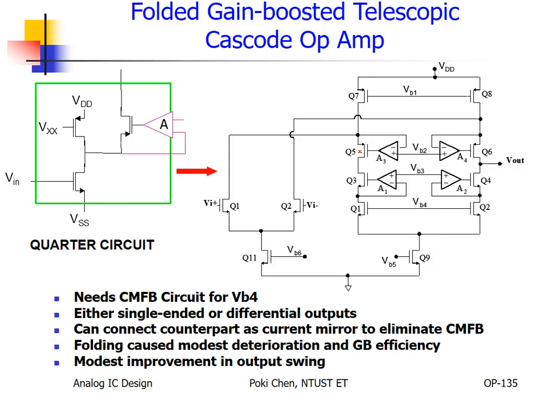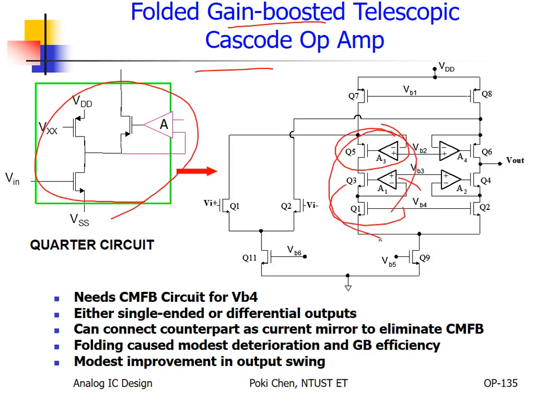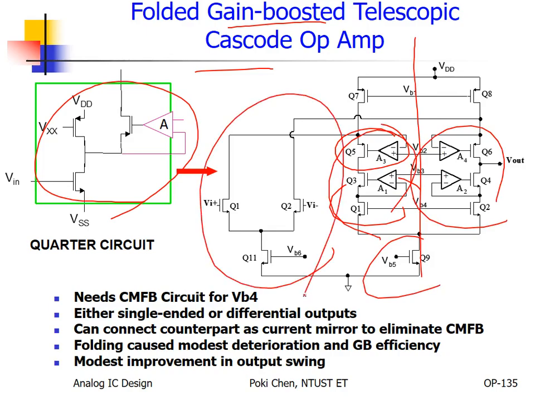If you would like to enhance not only the gain but also enlarge the output swing, then we need to apply such kind of gain boosted cascode. So this is 1/4, then counterpart, left half, right half, in the middle. And also we apply folded input. That's it.